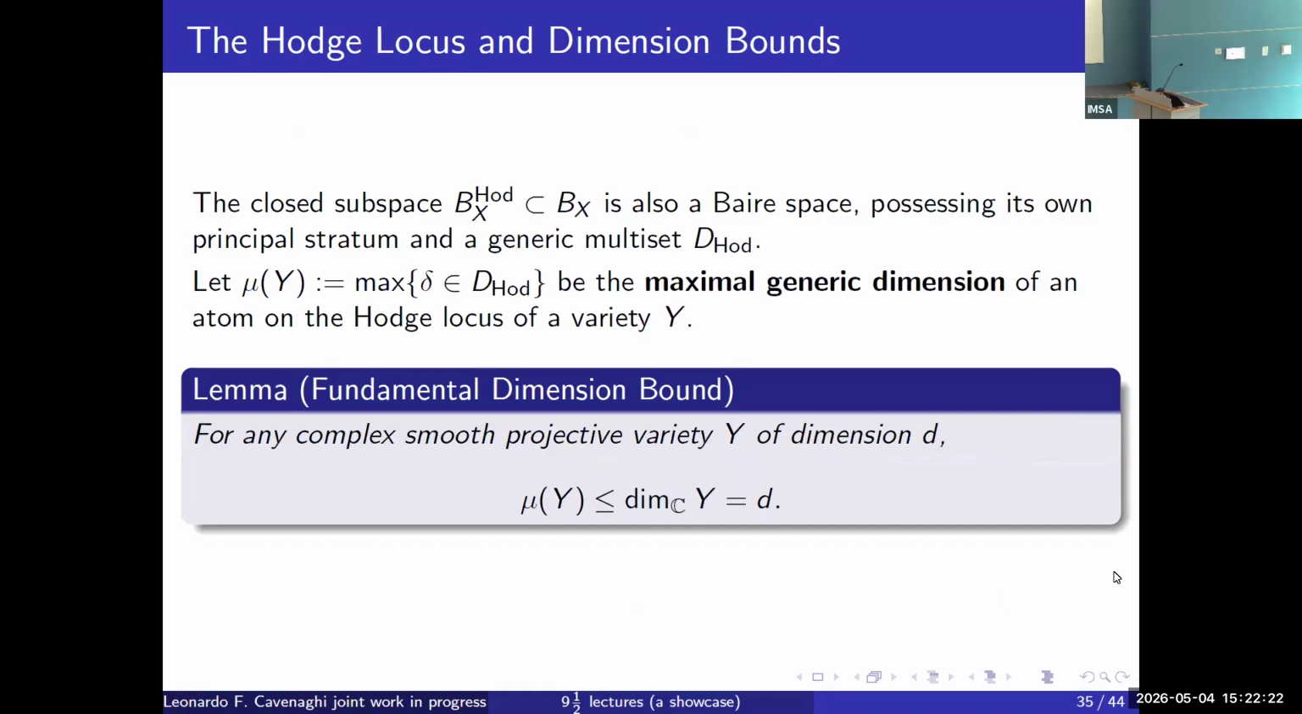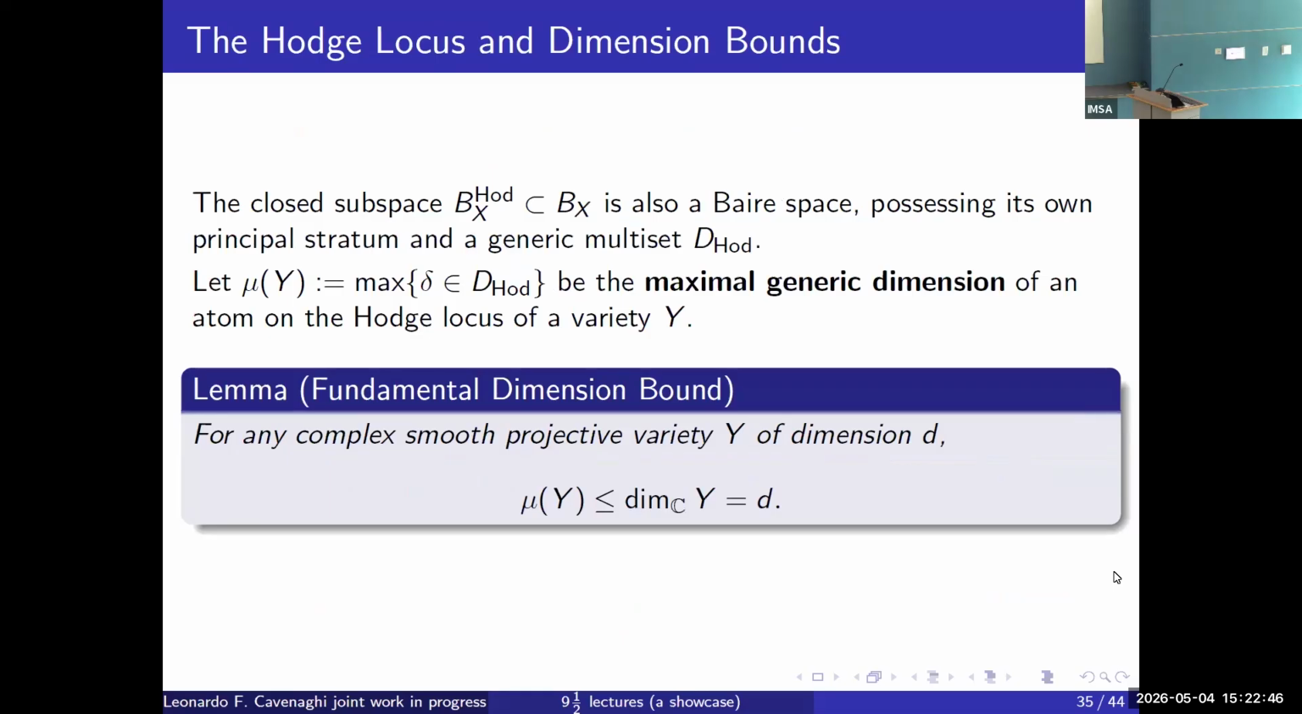Now, when you have this closed subspace, it also shows bare space. It has its own principal stratum itself. It's closed there, so then you can define the generic mood set for this. Now we take out the paragraph and just put straight B hot, and you define the corresponding mu.